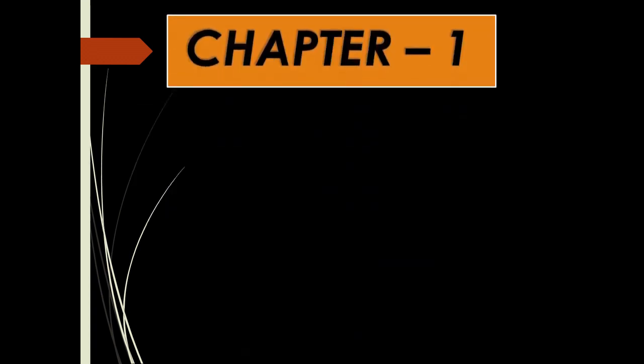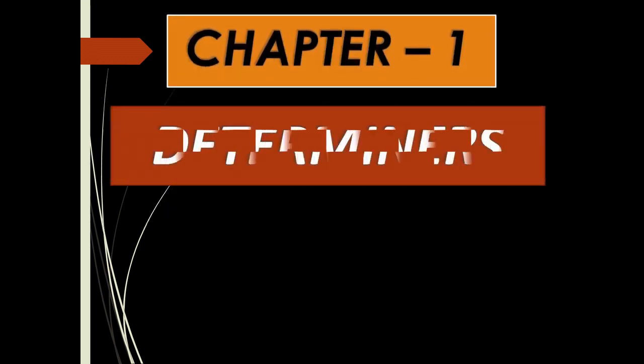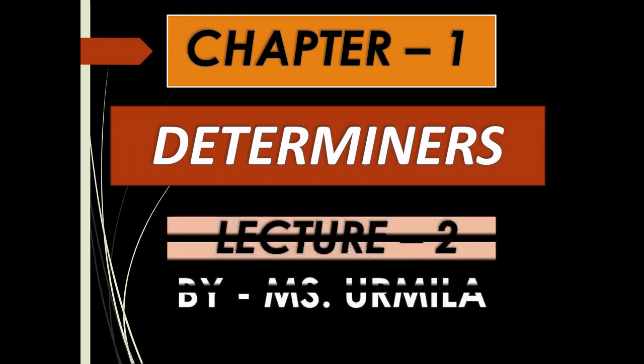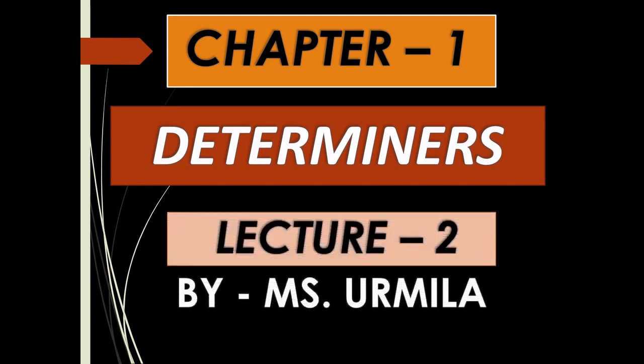This video is for class 8, subject English Grammar, and it is taken from the book PC Wren. This is our chapter number 1 and the name of the chapter is Determiners. This is my lecture number 2. As I have already explained you the meaning and kinds of determiners in lecture 1, let's have a quick recap of meaning and kinds of determiners.